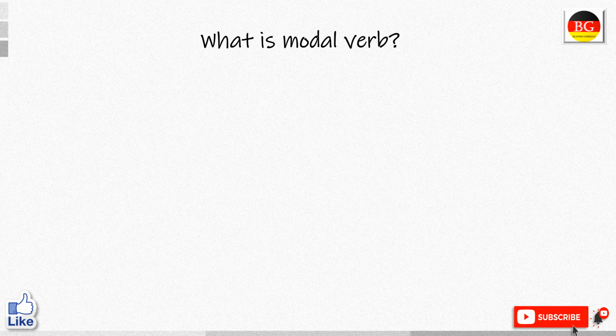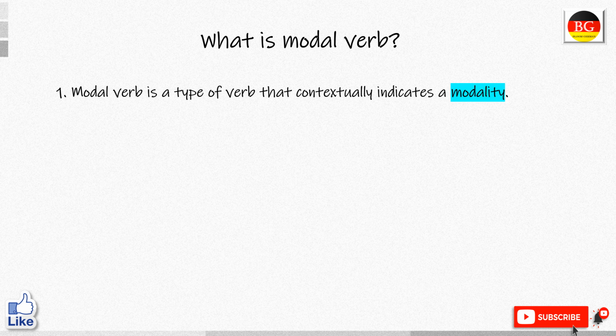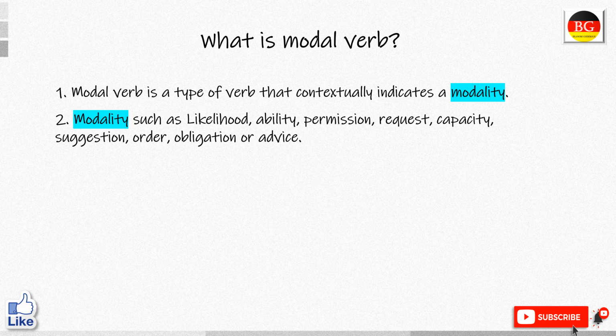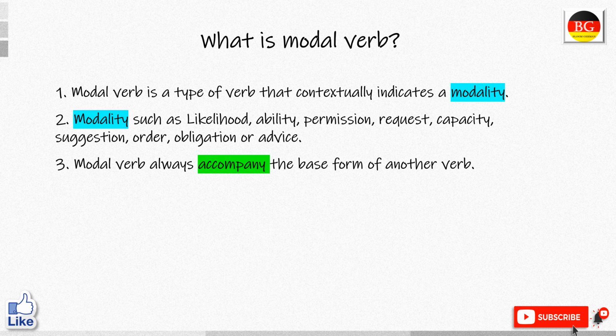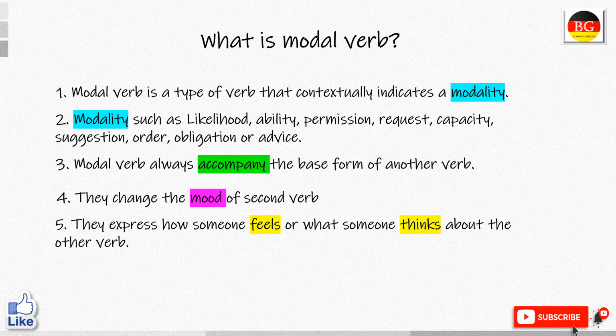What is modal verb? Modal verb is a type of verb that contextually indicates a modality. Modalities such as likelihood, ability, permission, request, capacity, suggestion, order, obligation or advice. Modal verbs always accompany the base form of another verb. They change the mood of the second verb. They express how someone feels or what someone thinks about the other verb.